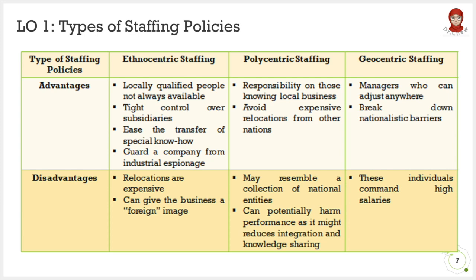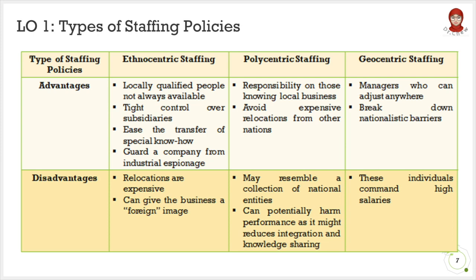However, there are some disadvantages of ethnocentric staffing. First, relocating managers from the home country is expensive. The bonus that managers often receive for relocating, plus relocation expenses, especially for those with families, can increase the cost of a manager several times over.